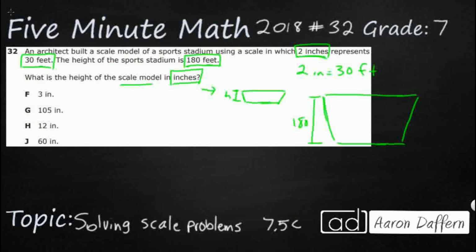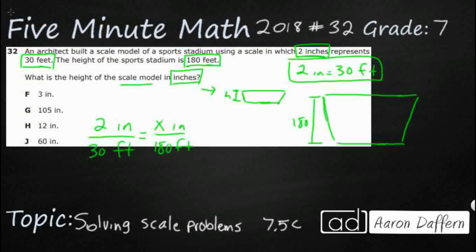Well, we already have a proportion right here. Look at this. 2 inches relates to 30 feet. So we could just take what they gave us there, 2 inches equals 30 feet, and we can just use that to build our proportion. Because we're missing the inches, I'm going to put X right there, of the scale model, but they give us 180 feet in the actual sports stadium. So that's one way to do it.